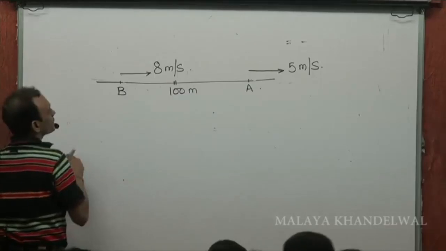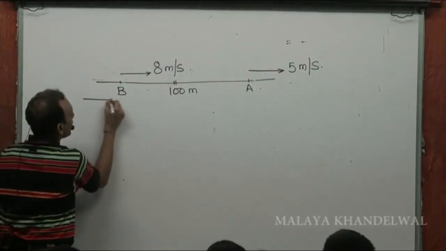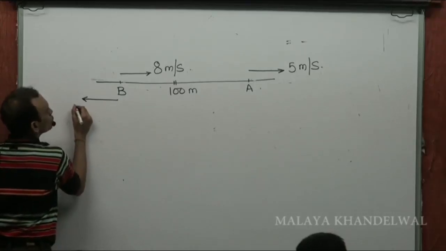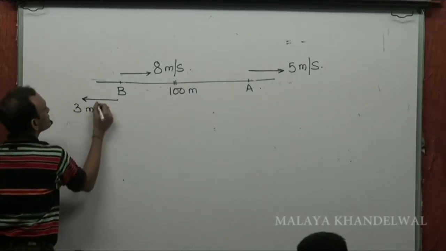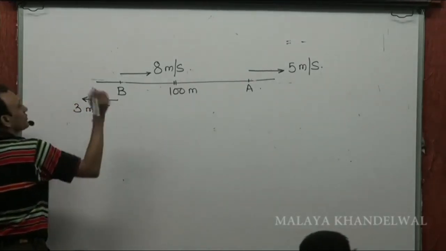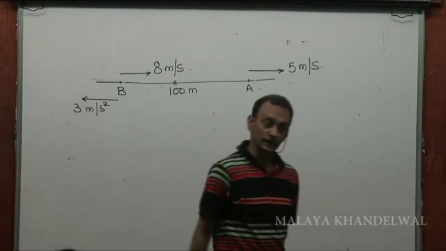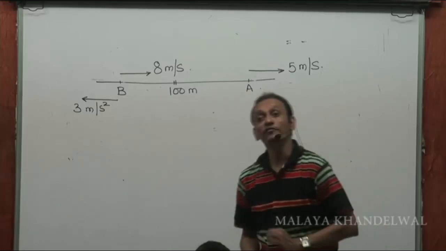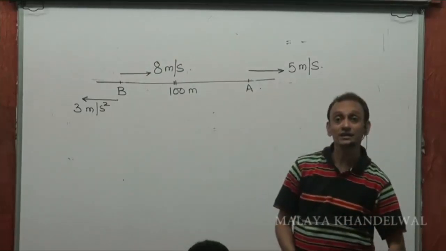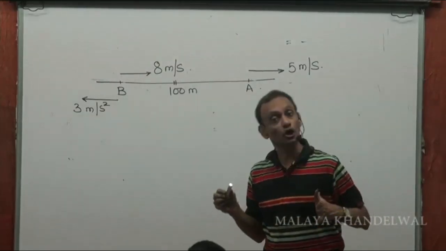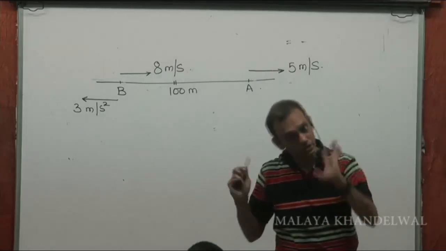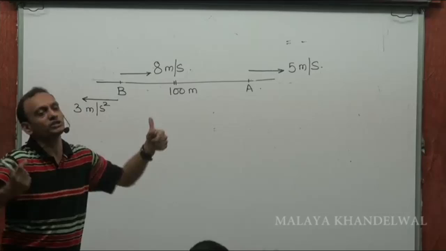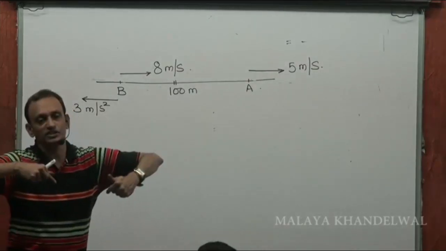So when B applies brakes, say it has a retardation of 3 meters per second squared, an acceleration of 3 meters per second squared to the left. I want to check if the collision could be avoided or not. Let's check that.